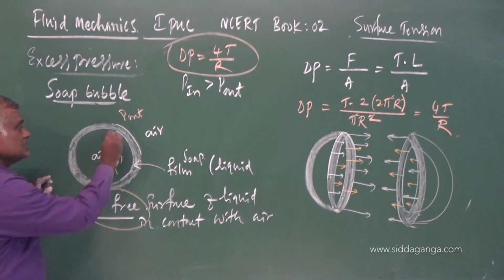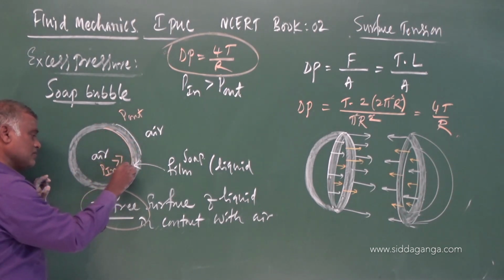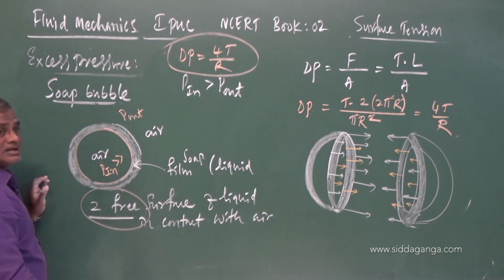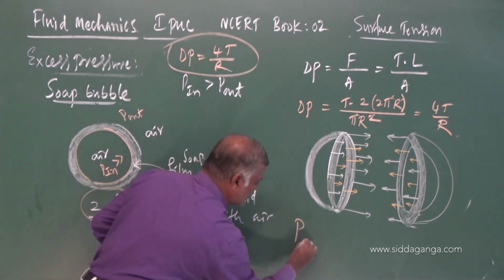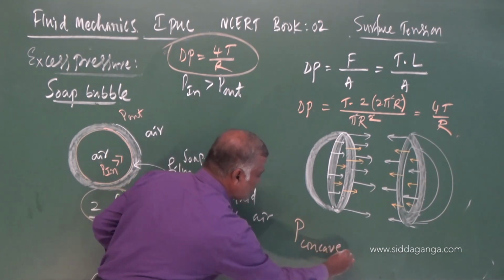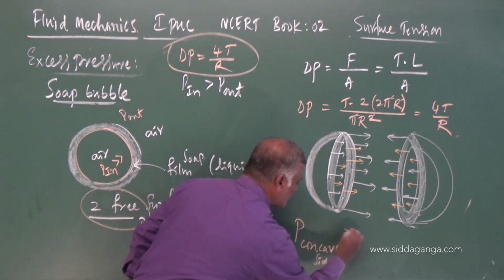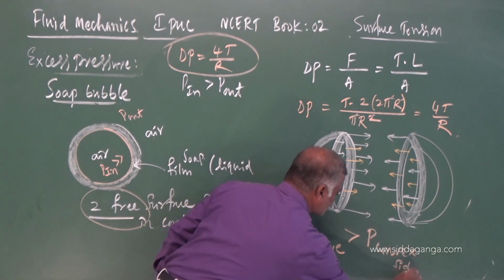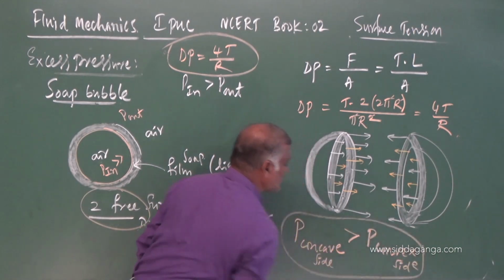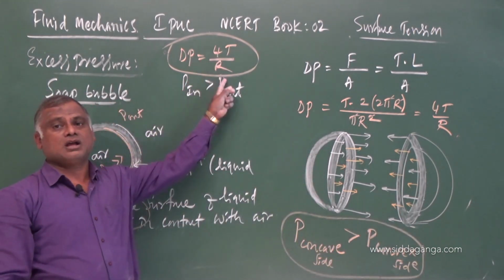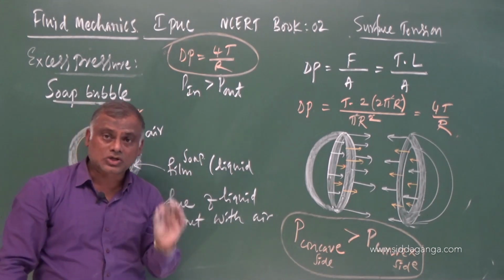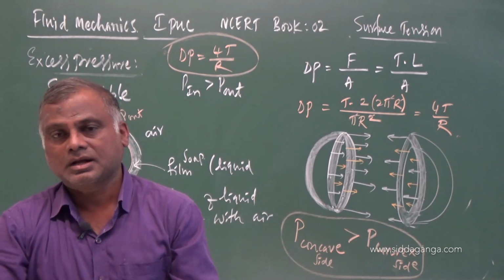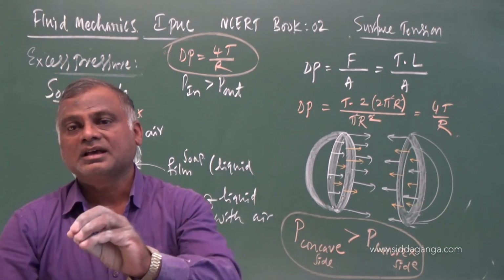So that means this surface is concave. Therefore the result is that pressure on the concave side is always greater than the pressure on the convex side. If it is a soap bubble, take 4T by R. If it is a drop, oil drop or liquid drop, you take 2T by capital R. Take capital R as the reference.